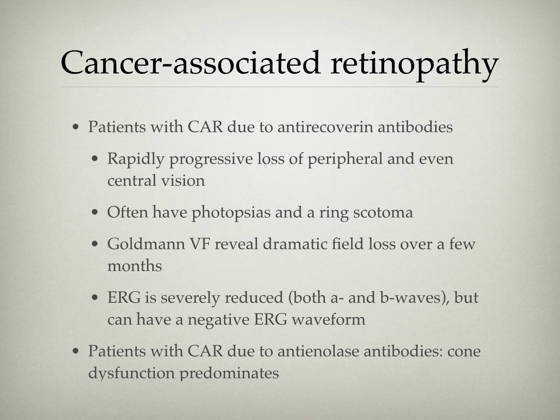Okay, so patients with CAR due to anti-recoverin have a very specific pattern that they talk about in the book. Rapidly progressive loss of peripheral vision, sometimes central, have photopsias and ring scotoma. Goldmann, you've got to do visual fields on these people, show dramatic field loss over a few months. ERG, classically with melanoma-associated retinopathy, they've got that negative ERG. CAR isn't necessarily as predictable, but you get reduced A and B waves. And if you really want bonus points on OCAPs, people with CAR due to anti-enolase as opposed to anti-recoverin tend to have cone dysfunction that predominates rather than rod. This is more of a rod kind of thing.